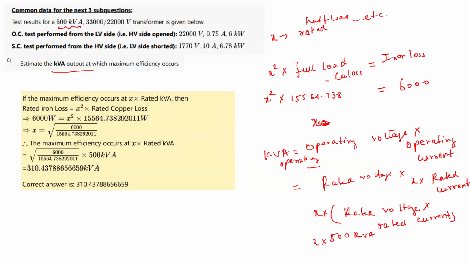What is the kVA output at which maximum efficiency occurs? In this way you can calculate it, and you will get that value. Okay, so is there any doubt till now?